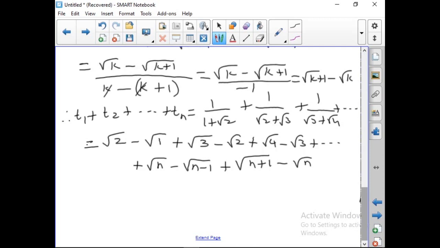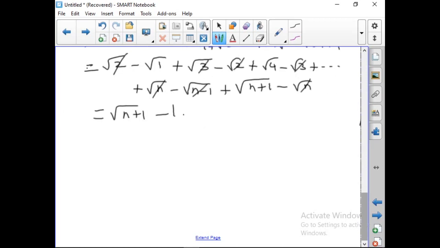Okay, so what do you get now? All the terms will get cancelled. Root 2 cancel ஆயிரும், root 3 cancel ஆயிரும், அதே மாதிரி root 4 cancel ஆகும், root n cancel ஆகுது, root n minus 1 cancel ஆகுது. Everything will get cancelled. Only thing what will be remaining? Root n plus 1 minus root 1. Minus root 1 is what? Minus 1. So this is called as telescopic summation.